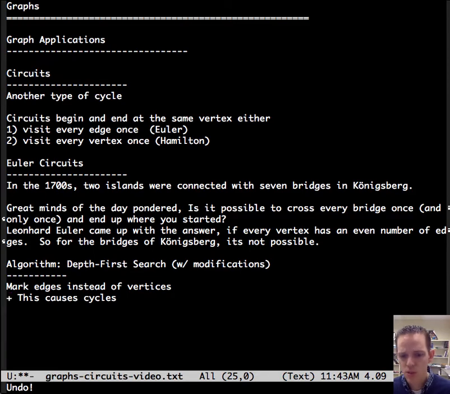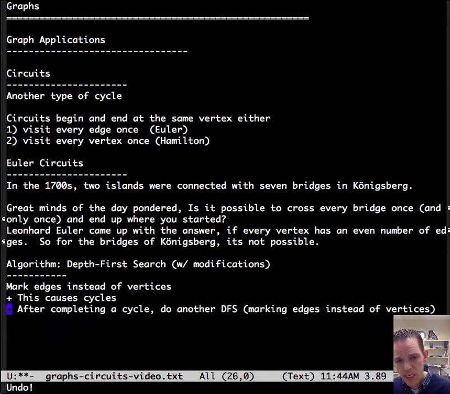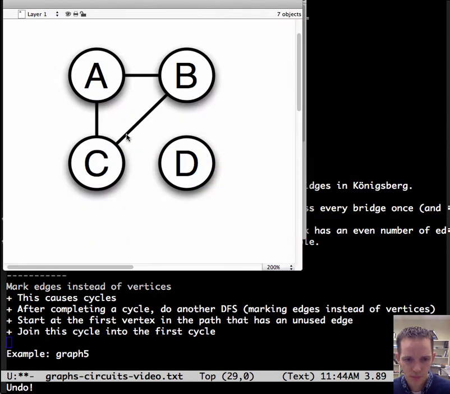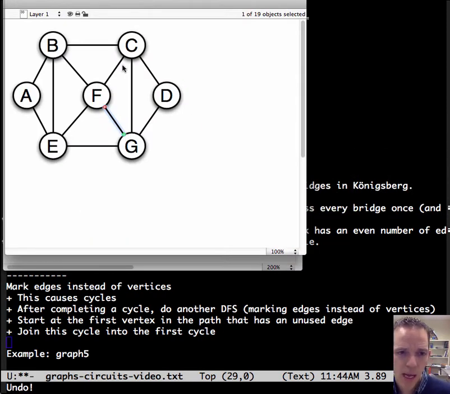But it's going to cause some cycles prematurely, especially if we favor vertices in a sorted order, the lowest value being first. So after we complete a cycle, then we'll do another depth first search, again with modification that we're marking the edges instead of the vertices. And then with these 2 cycles, we'll start at the first vertex in the path of that first cycle that has an unused edge and explore that path. And then we'll join this cycle into the first cycle, and then as you can imagine, we're going to repeat. Let's see an example. Okay, so here we have a graph.